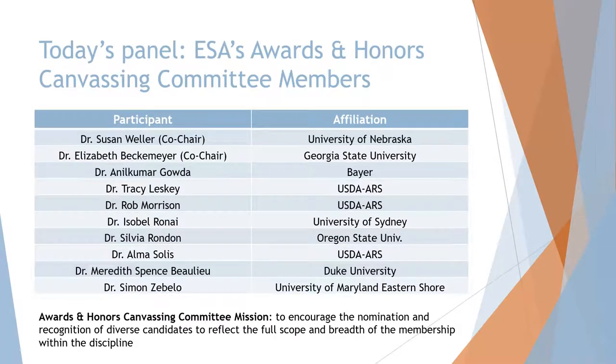Next slide, please. Our canvassing committee is charged by President Michelle Smith to accomplish three things this year. First, to educate ESA membership about the nomination process. Two, we will engage stakeholders within the society to encourage nominations. And three, coordinate our efforts with other ESA committees and ESA leadership. Today's webinar is part of our efforts to educate. If you have any unanswered questions after today, please reach out to me or another member of this committee. And here on this second slide, you can see the members of the committee, our affiliation, and we all welcome you contacting us with questions and clarifications.